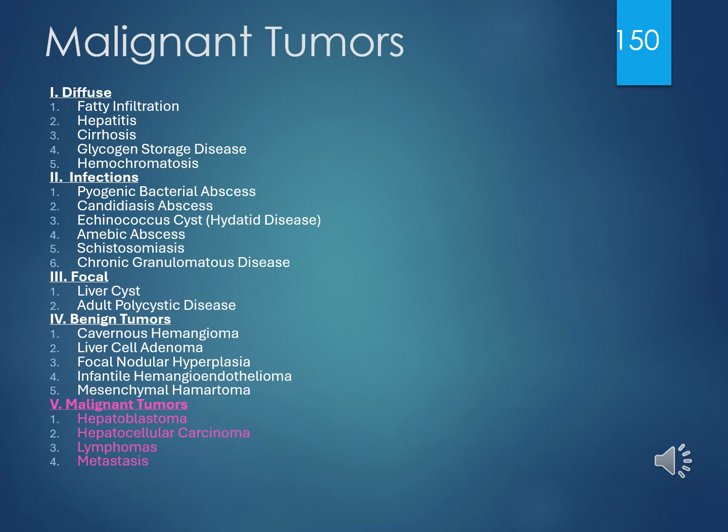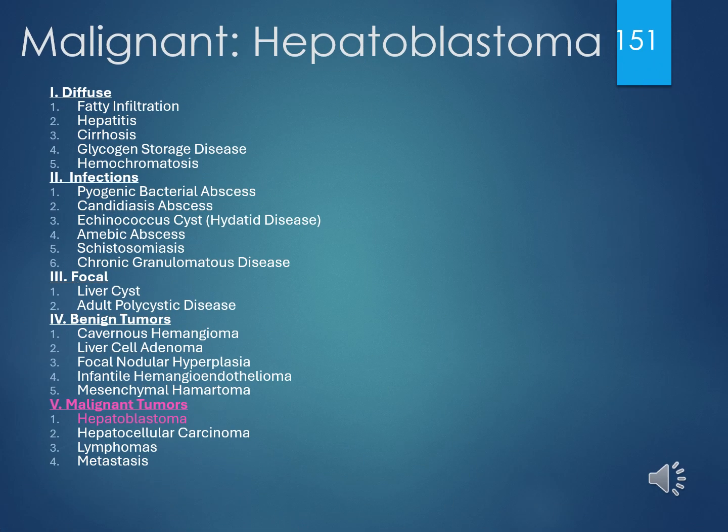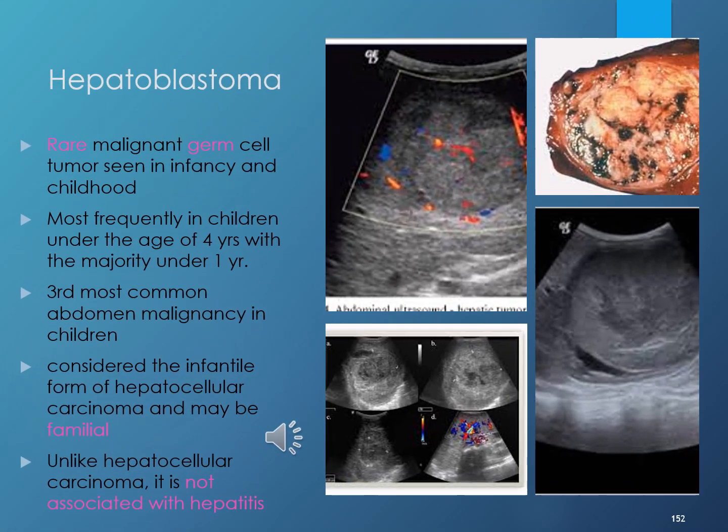Moving into the malignant hepatic tumors. In keeping with the pediatric theme, our first malignant tumor is a hepatoblastoma. Hepatoblastoma is a rare malignant germ cell tumor seen in infancy and childhood, most frequently in children under the age of 4, with the majority under 1. It's the third most common abdominal malignancy in children. It's considered the infantile form of hepatocellular carcinoma and may be familial. Unlike hepatocellular carcinoma, it is not associated with hepatitis.